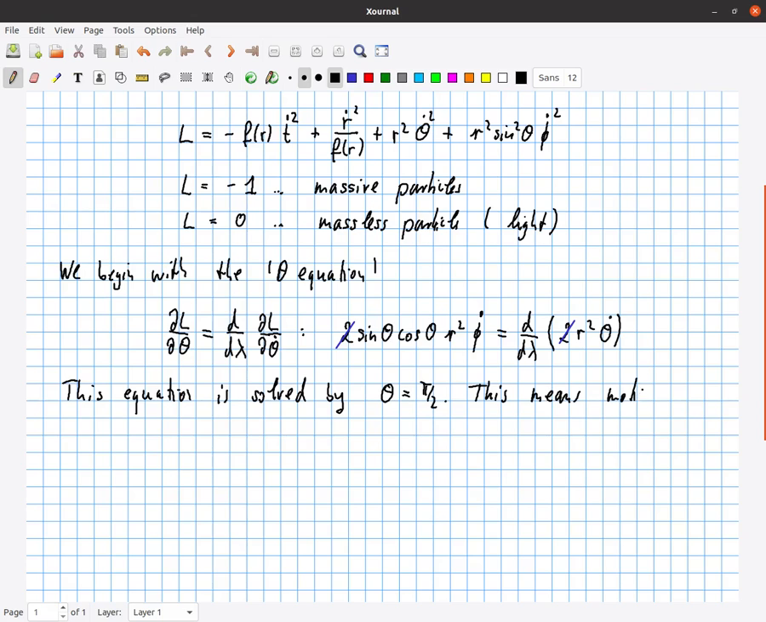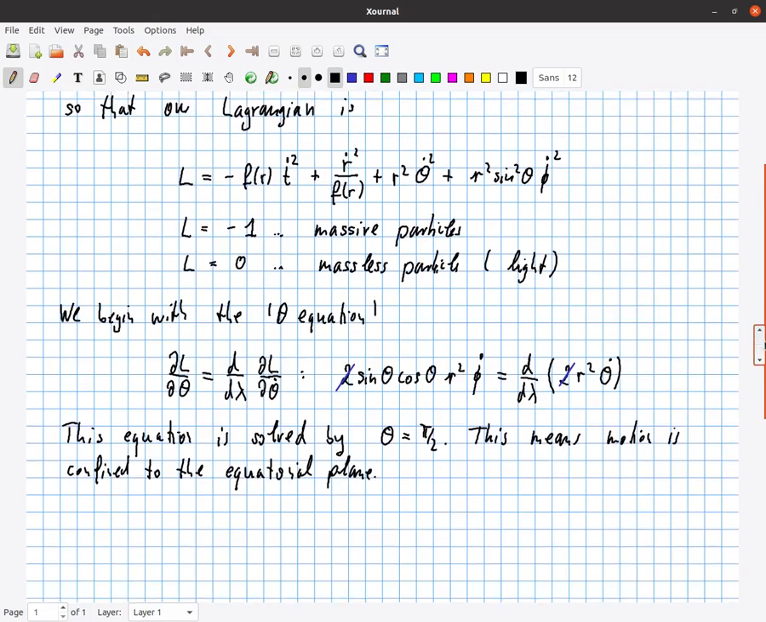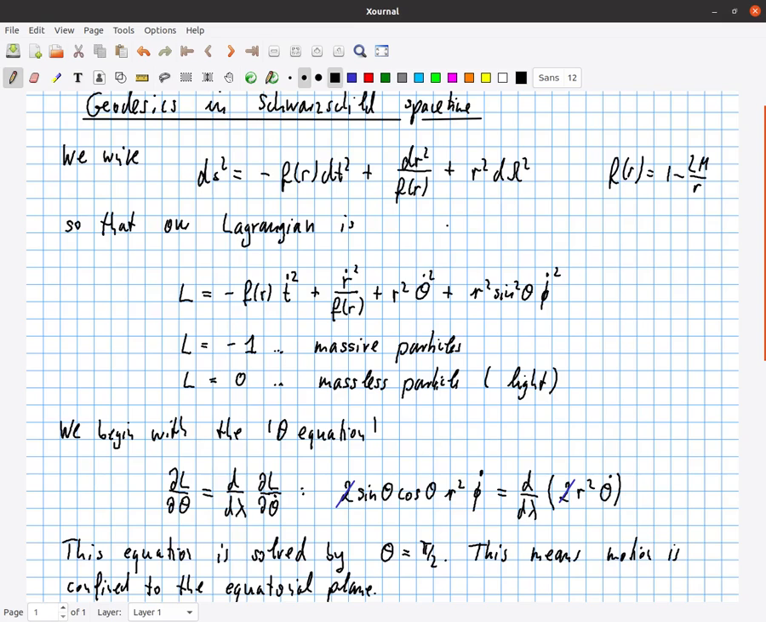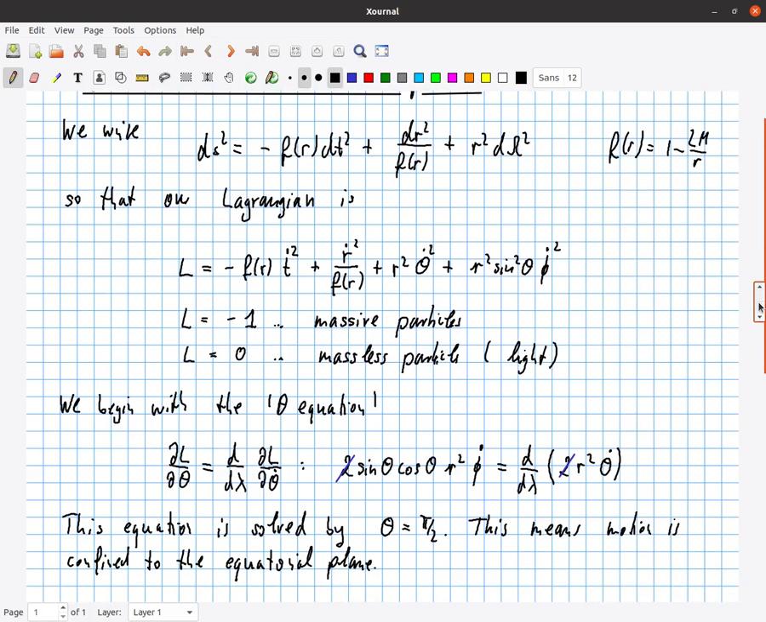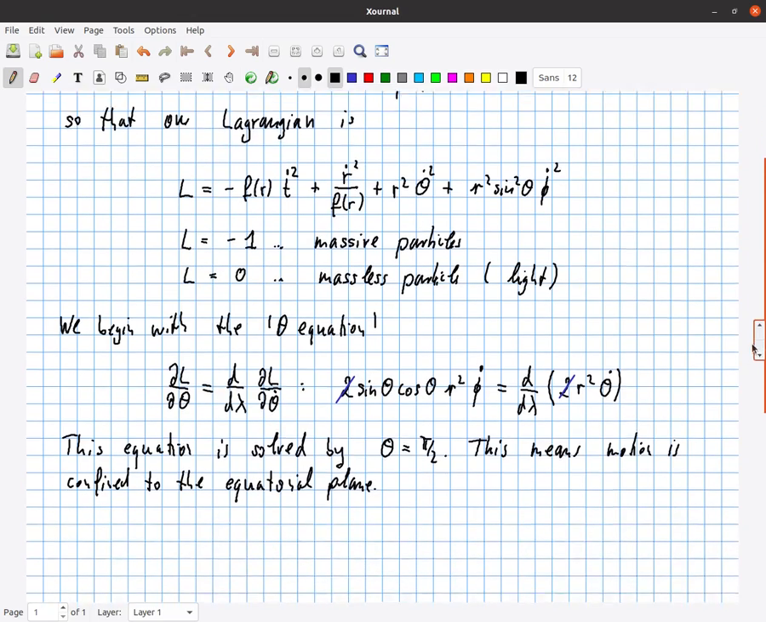This means motion is confined to the equatorial plane. This is the same as in Newtonian mechanics, where you know that the two-body problem, which is really what we are studying here, think about this. We have a central object described by the Schwarzschild solution like our sun, and then we either study a massive or massless particle within this gravitational field. Hence, we have as such two bodies, and we can speak of a two-body problem.